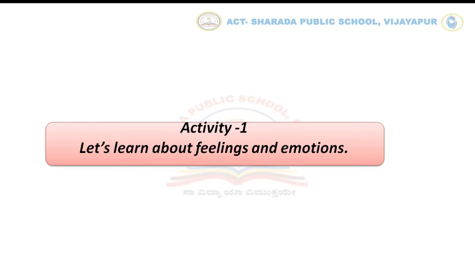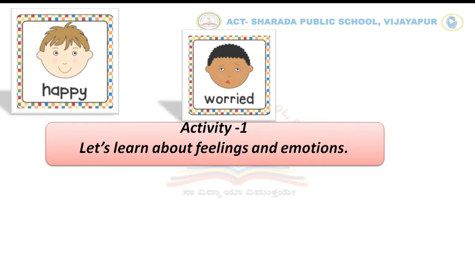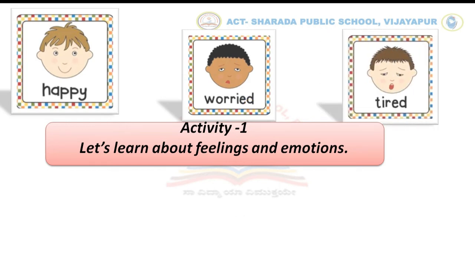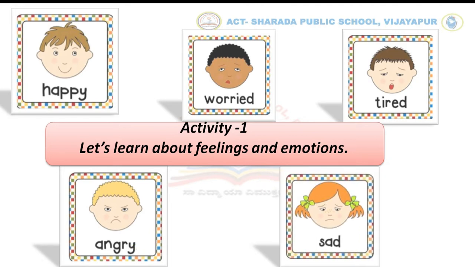We have different feelings at different times, like happy. Kids, please repeat after me. H-A-P-P-Y. Happy. Worried. W-O-R-R-I-E-D. Worried. Tired. T-I-R-E-D. Tired. Angry. A-N-G-R-Y. Angry. Sad. S-A-D. Sad.